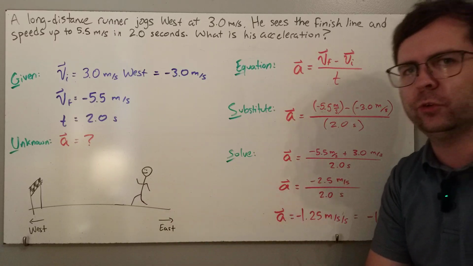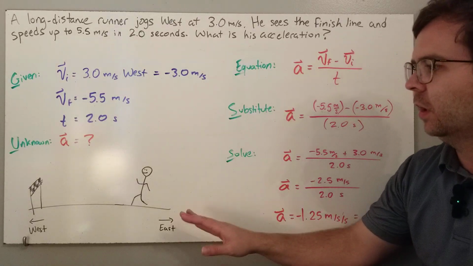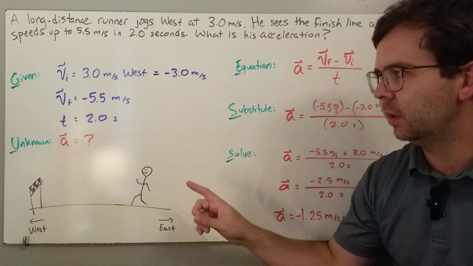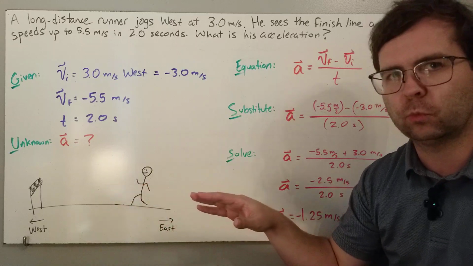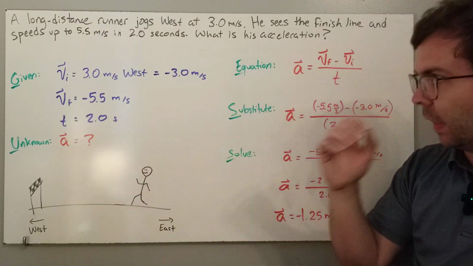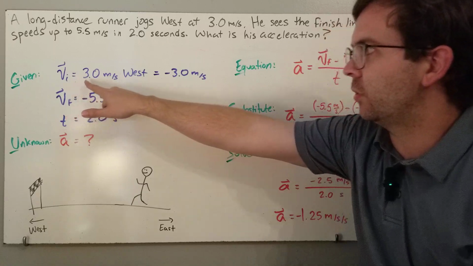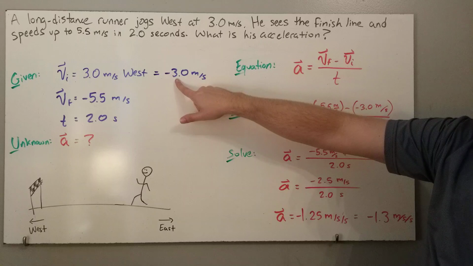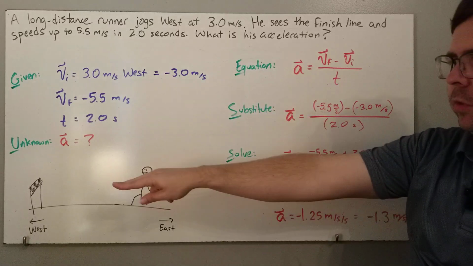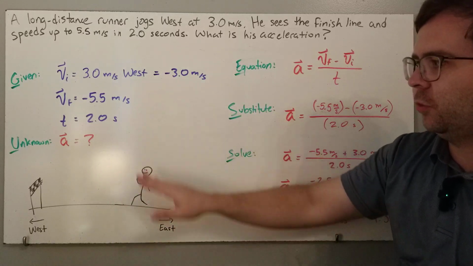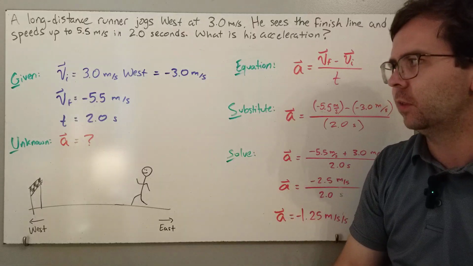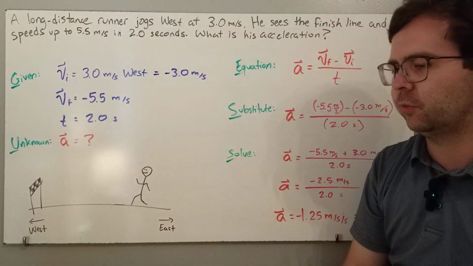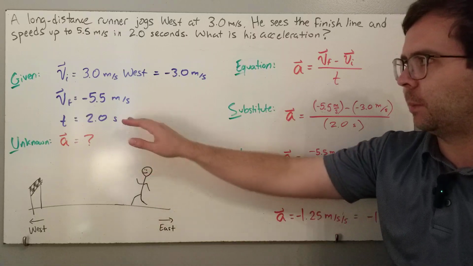I've drawn a little sketch. It's usually helpful to draw a picture of these kinds of things. It's helpful in this case because it helps to show what direction he's moving. It says west, so I drew him running to the left. And so because of that, I can identify the initial velocity as 3 meters per second west, or negative 3.0 meters per second. He's moving this way. Then his final velocity, he speeds up as he's moving towards the finish line. So his final velocity is even faster. He's gone from negative 3 to negative 5.5. And that happened in 2 seconds.